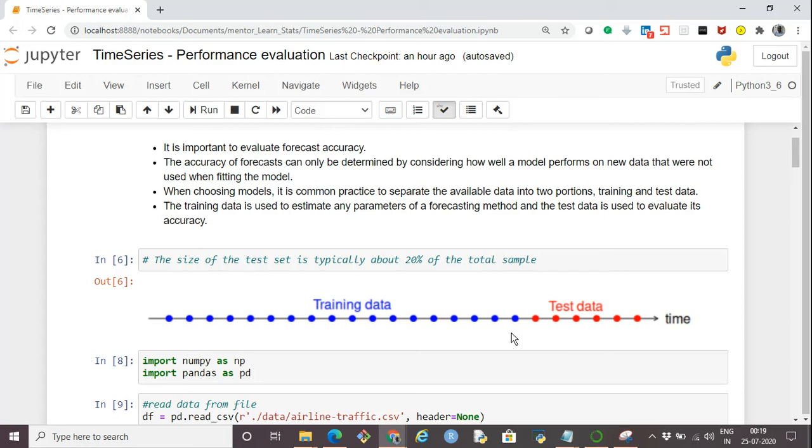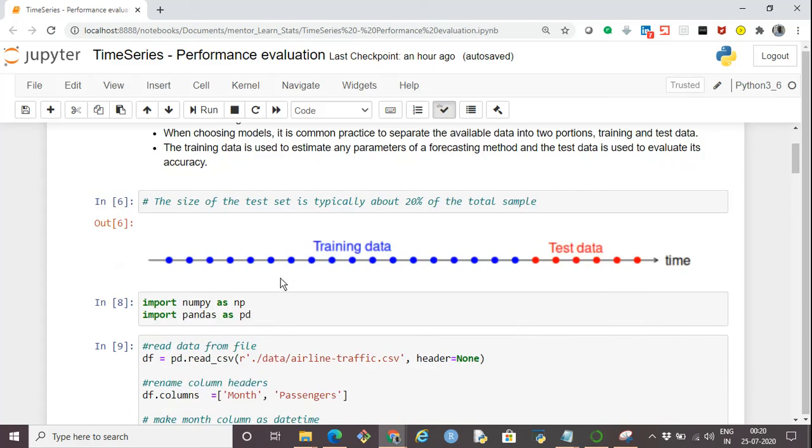So we don't mix and match training and test data. It's not like the training data contains some data points of this particular period, and then we have test data, and then again we have training data. Not like that. We take training data from one starting timestamp and go up to another timestamp, and anything after that is considered test data.